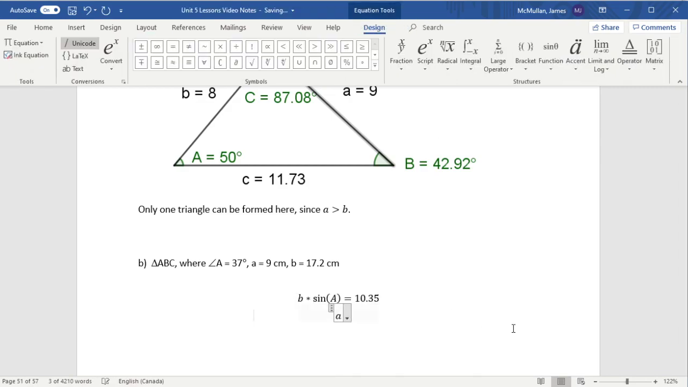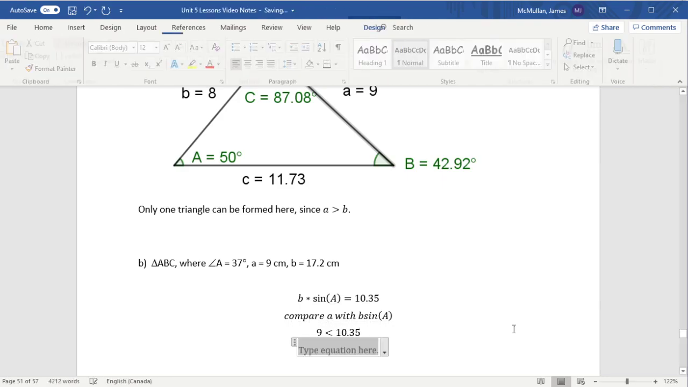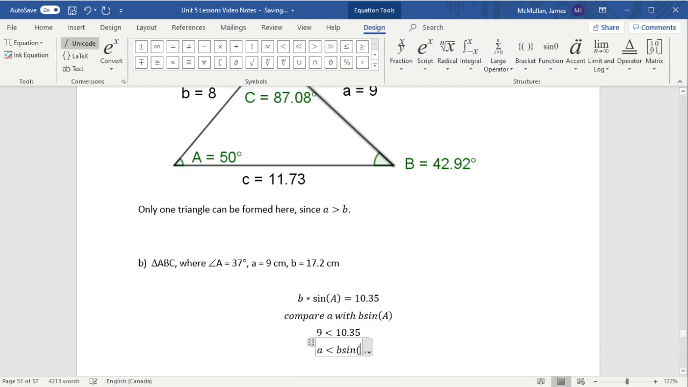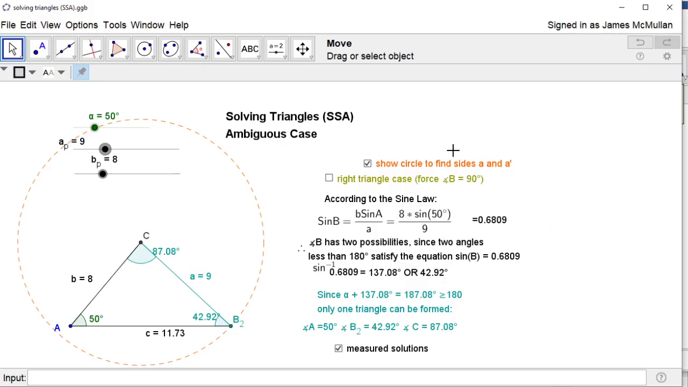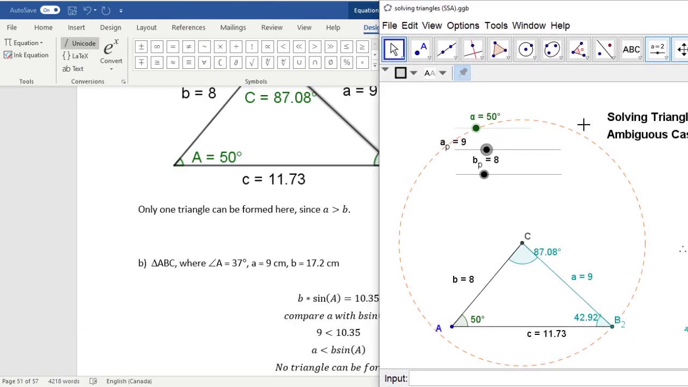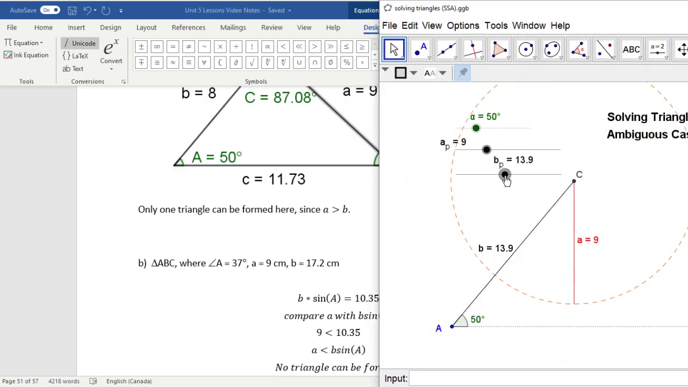Now, I make a comparison. Compare A with B sine A. In this case, we find out that A, which is 9, is less than 10.35. Therefore, A is less than B sine A. Therefore, no triangle can be formed. And we can easily demonstrate that back here. Go back to this. We'll set B to 17.2.